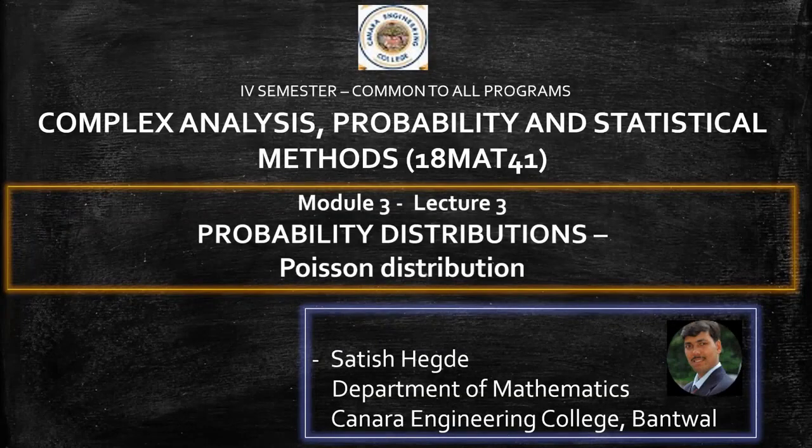Hello everyone, welcome to the video lecture series on Module 3, Probability Distributions, of the subject Complex Analysis, Probability and Statistical Methods, with subject code 18MAT41. In this video I am going to take one more discrete probability distribution type, the Poisson distribution.